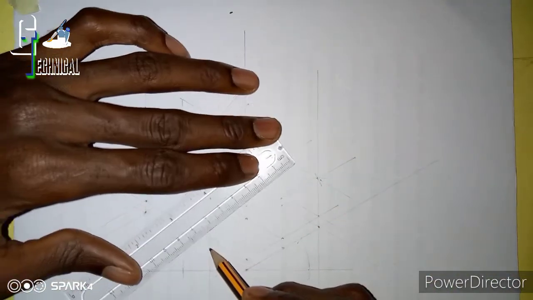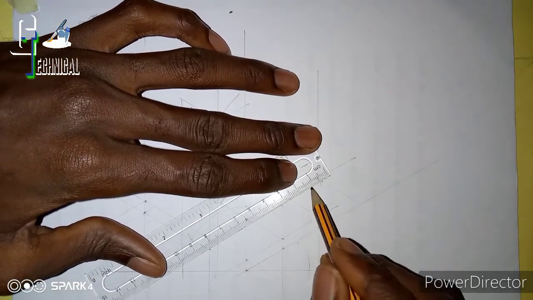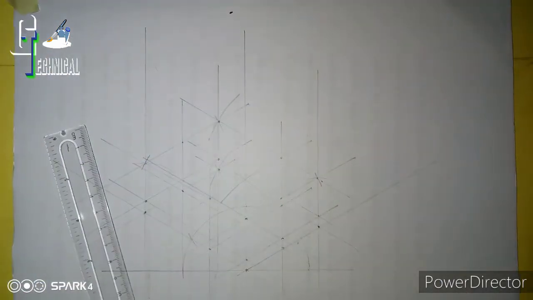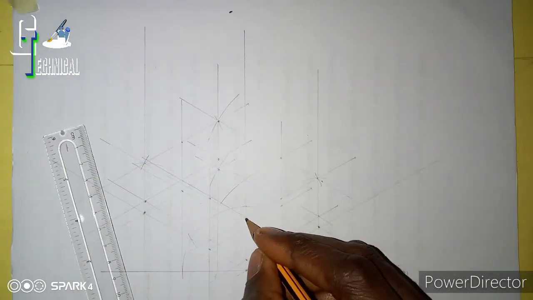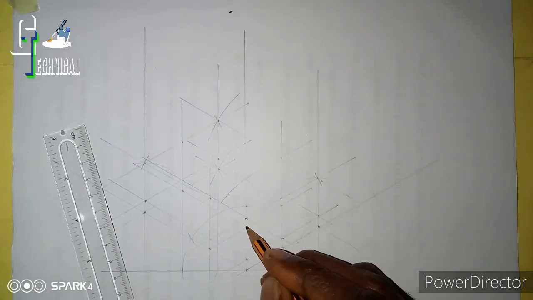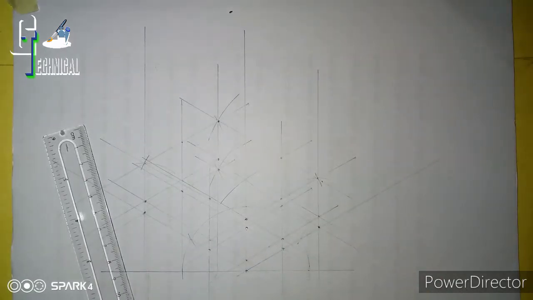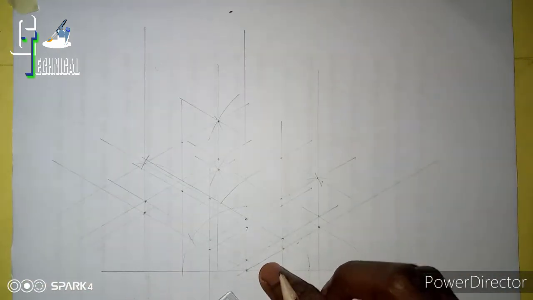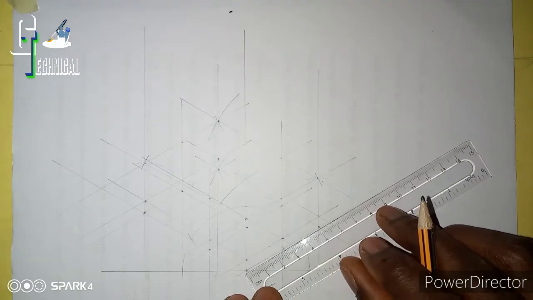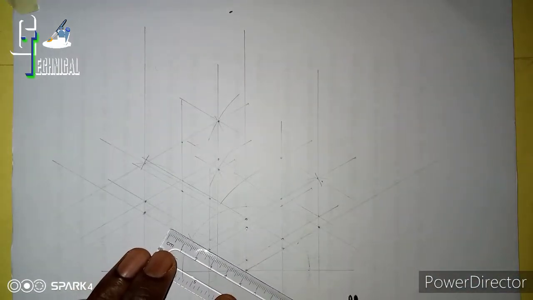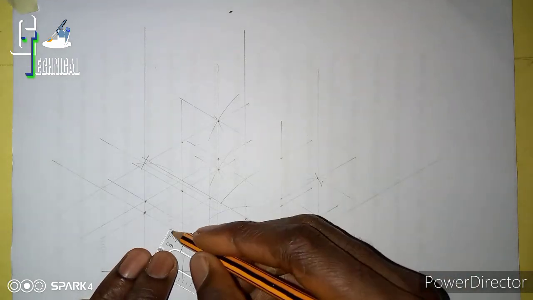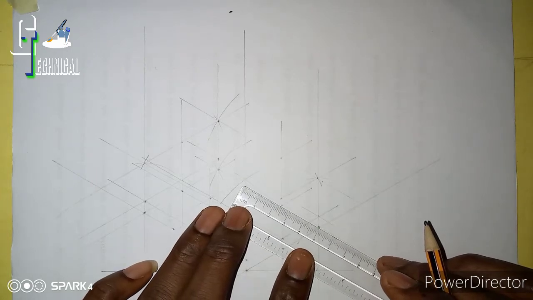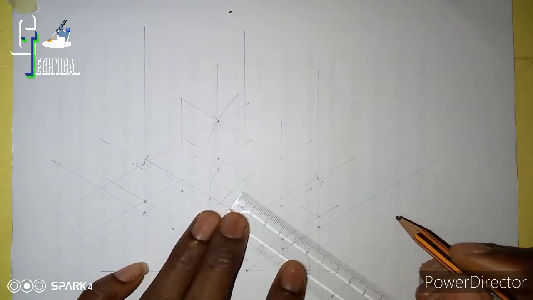This one is already marked. So now we join this also. So this is the center point for the top layer, and this is the center point for the down layer. So now we use this to draw an isometric circle on both sides. So the full length of here is 50. Now we take the full length of this other side. So this is where it stopped at 50. We take also this side. It stopped here at 50.